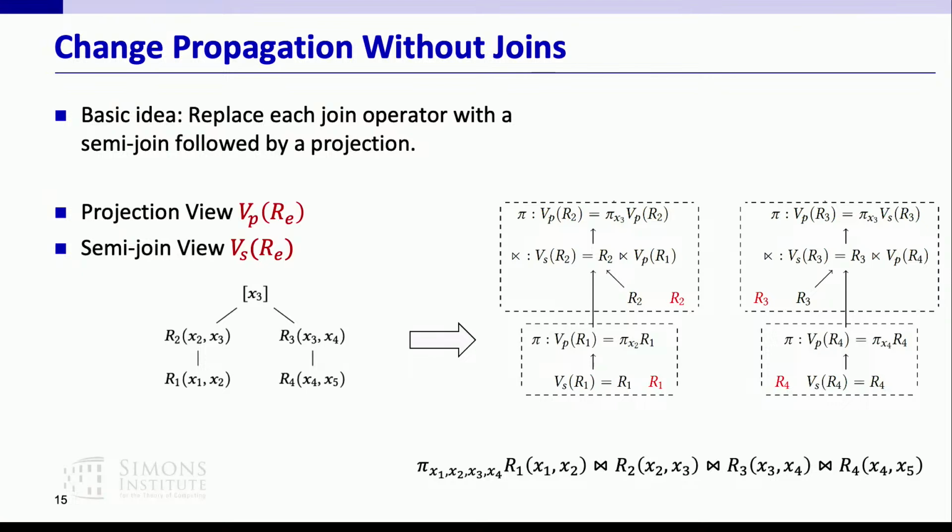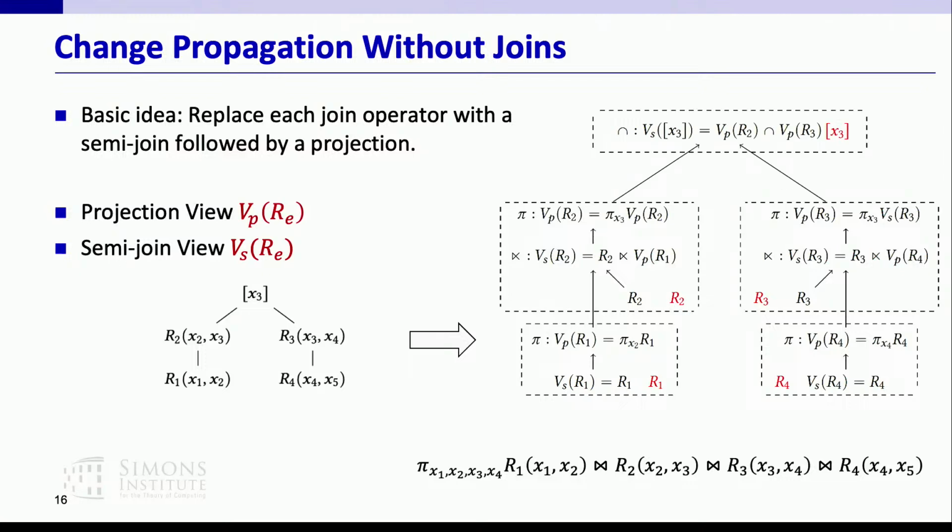Then when we build the semi-join for R2, we need to combine the information between R2 and the projection from R1. So this is the semi-join, which is R2 semi-join VP R1. After we merge the information, we need to further pass the information upward. So we need another projection on X3, which is the join attribute between R2 and R3. Similarly, at the top node, we just do an intersection between the projection views from R2 and R3.